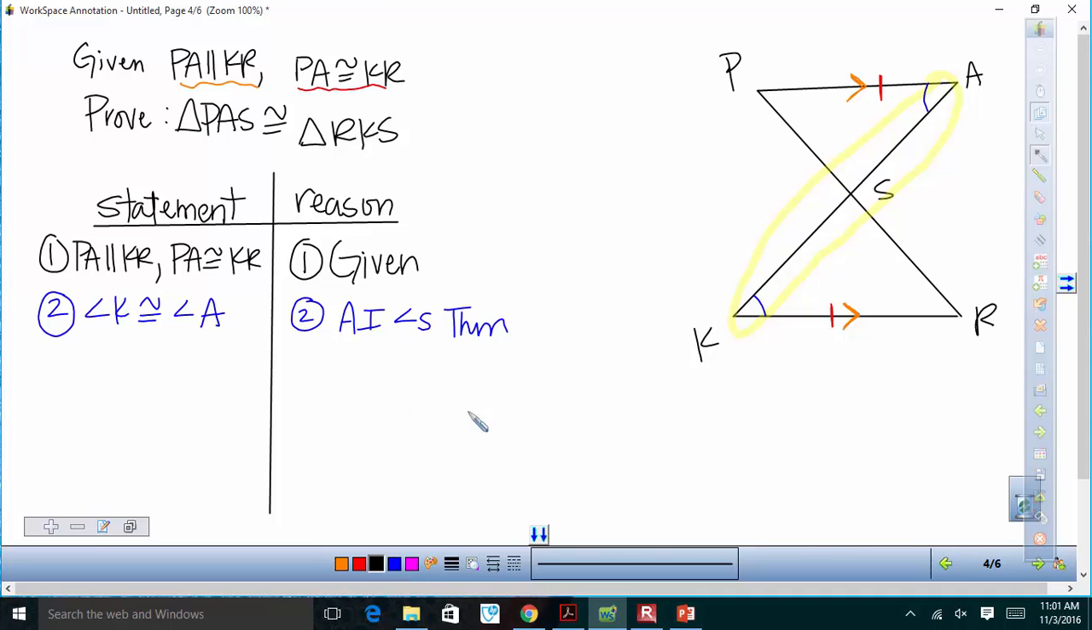Now, do you want to do the other set of alternate interior? You'd rather do vertical? Okay. You can do the other set of alternate interior, or you can do vertical. Either way would work. No, it wouldn't add another thing. Okay? So y'all said you'd rather do vertical. So we're going to do vertical angles. So that means that angle, and we can't just label this S because it shares both, so one of them would be PSA. Angle PSA is congruent to angle RSK. And that is by vertical angle theorem.